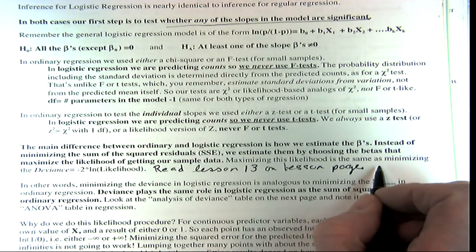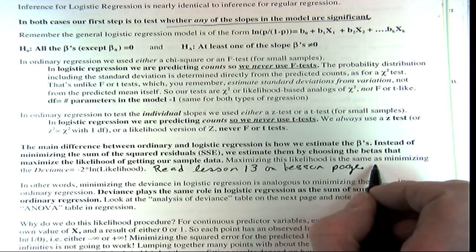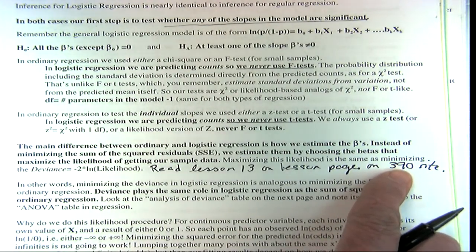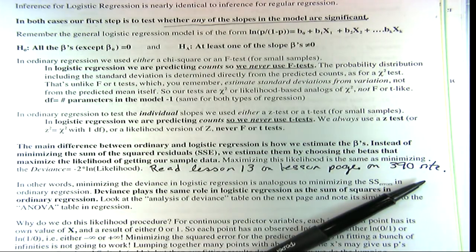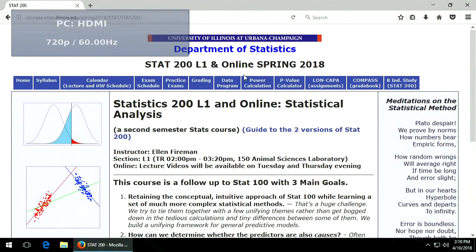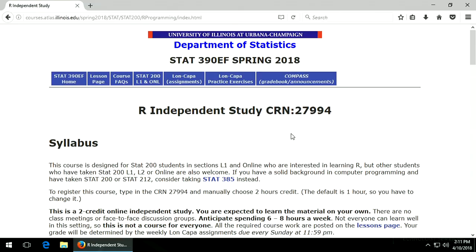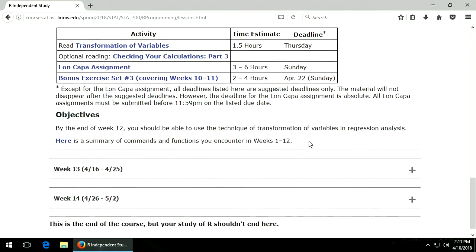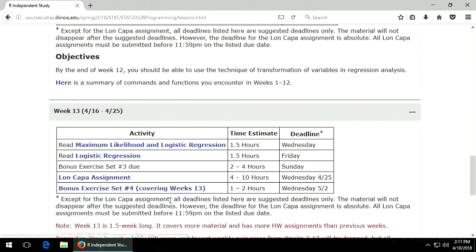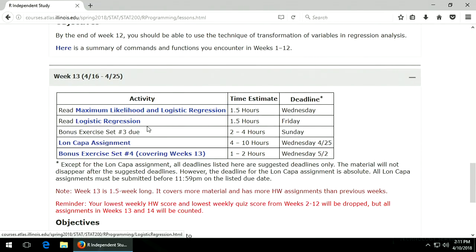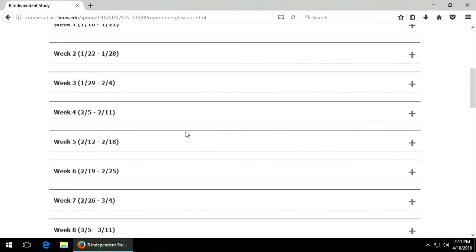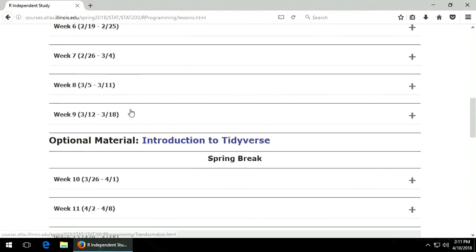It would be the lessons page of our 390. Just click on the 390 and then click on lessons page. You probably noticed there's a tab for 390 on our stat 200. If you go here, I'll show you. There's a lessons page right here, and then you can go to lesson 13, right here. Maximum likelihood. You can read that, and it's pretty simple. So if you want to do that, feel free. That's a good explanation, and this goes along with what we're doing in class here.